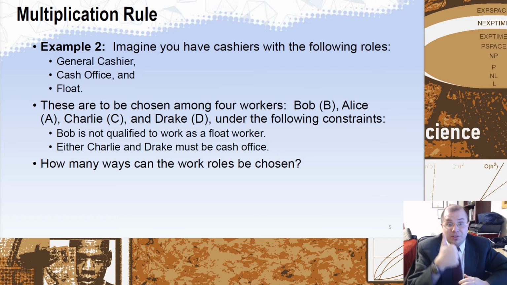Bob, which I'm going to denote as B. Alice is going to be denoted with A. C is going to be denoting Charlie. And Drake is going to be denoted by D. And I want to have the following constraints in place.